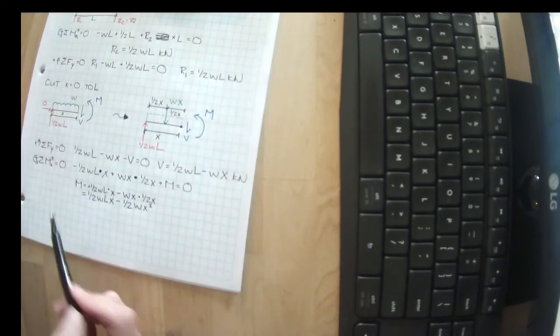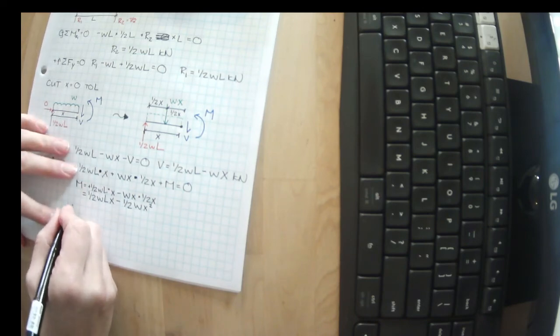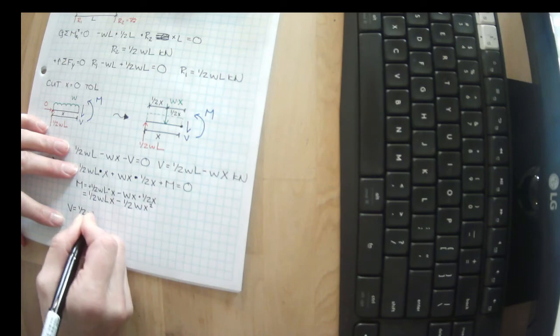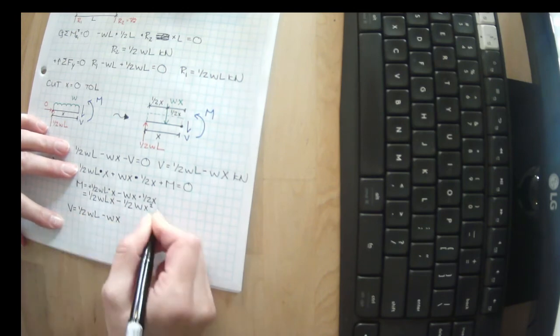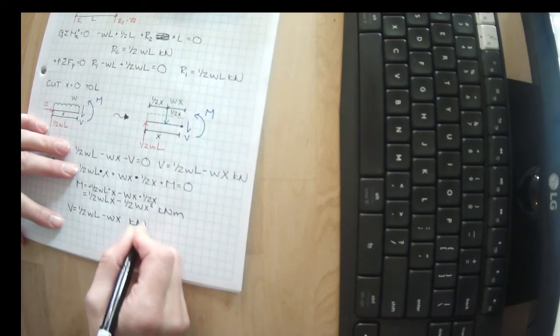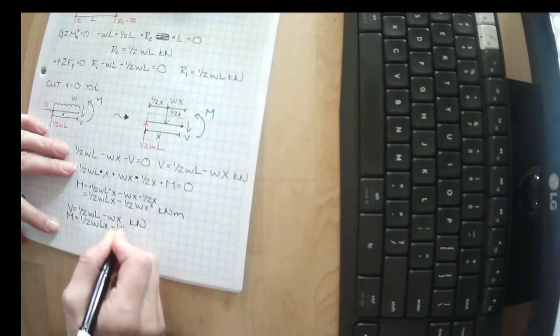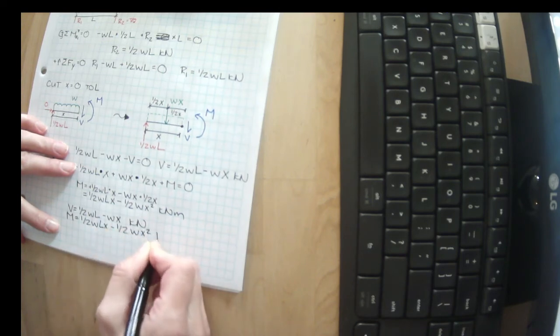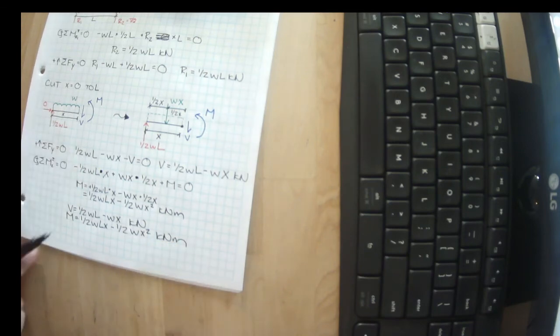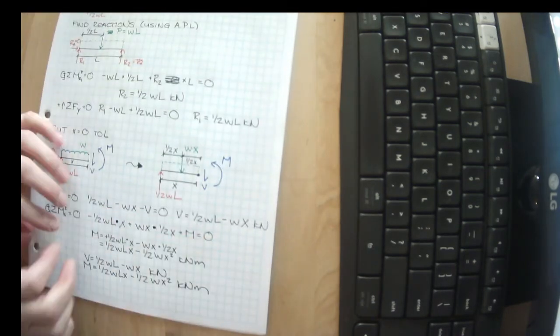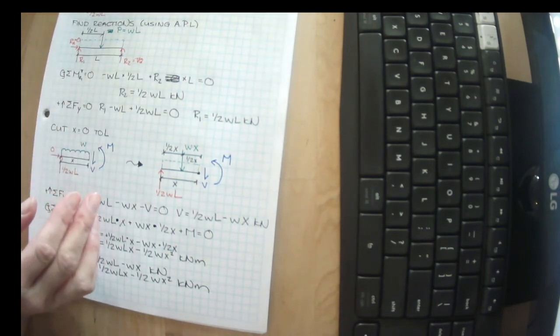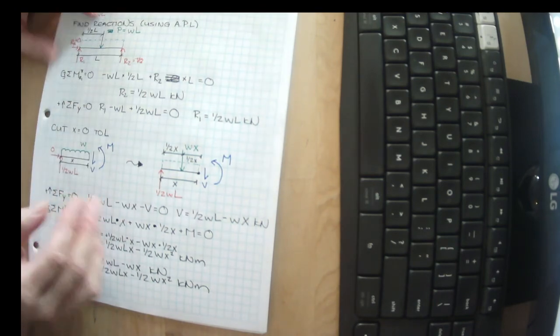So, anywhere along this, we have V equals 1/2 WL minus WX, and M equals 1/2 WLX minus 1/2 WX squared kilonewton meters. I know, that looks horrible and messy, and you're all going, I hate you, Shannon. Why are you doing this to us? Why are you making us do this math? But you're gonna see that when we start to plug some numbers in, it's going to look just a teeny tiny little bit better. Or hopefully you think that.